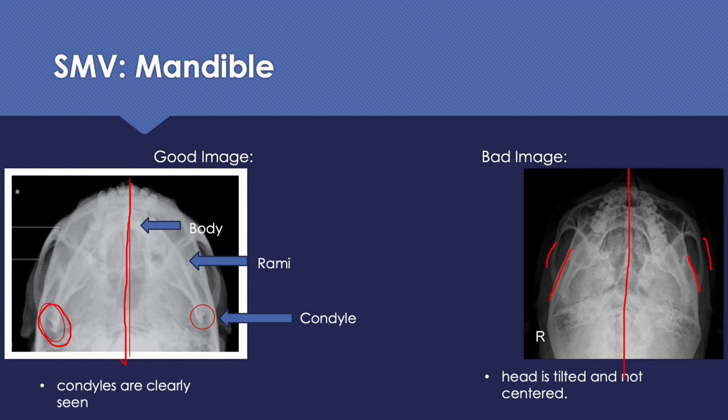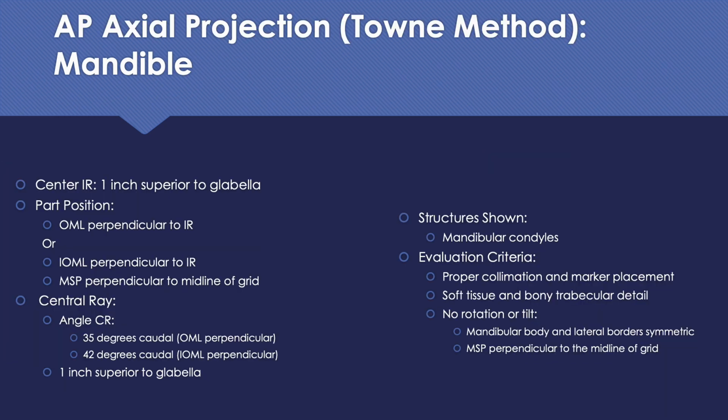Next we have the axiolateral... the AP axial projection, which is the Towne method, and it will show the mandible elongated. We will center the IR 1 inch superior to the glabella. For the part position, the OML is perpendicular to the IR, or you can have the IOML perpendicular to the IR, as well as the mid-sagittal plane perpendicular.